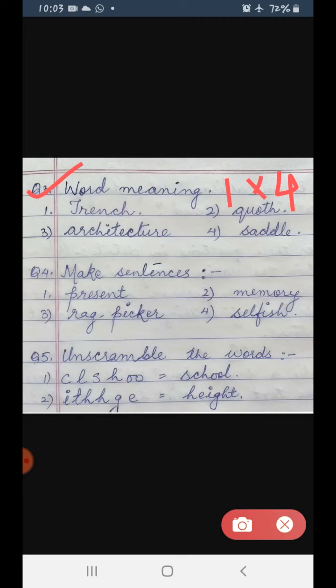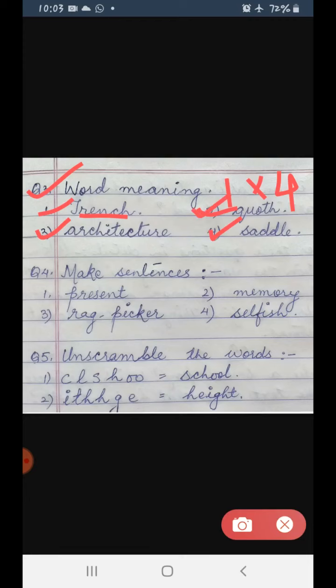Number 1 is trench. Number 2 is coat. Number 3, architecture. And number 4, saddle. What are the meanings of these words? So trench. What is trench? It is a long gap which is dug on the ground for the armies to hide themselves during the war. That is called trench. Fine.